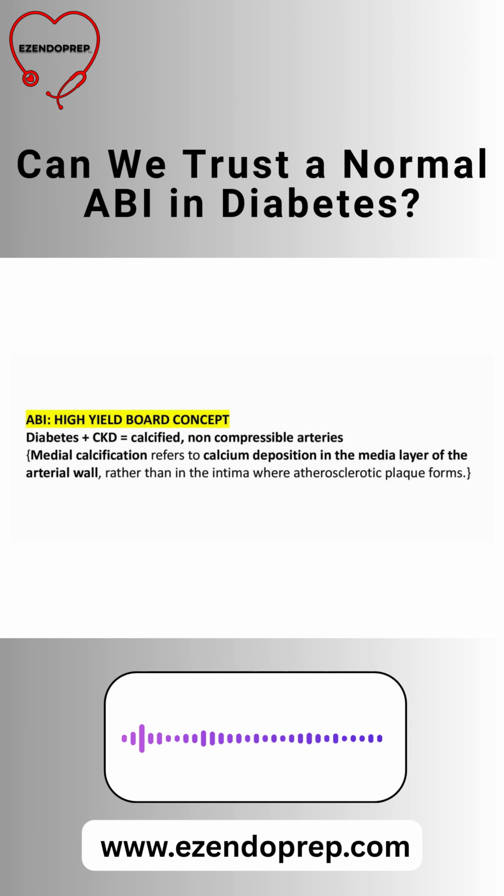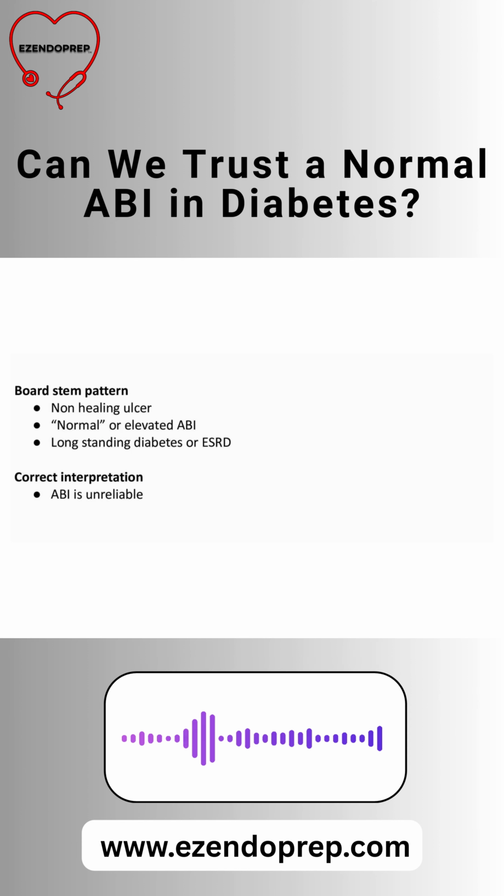These patients often have medial arterial calcification, which makes vessels non-compressible. As a result, the ankle brachial index may appear normal or even elevated despite significant ischemia. The correct next step is distal perfusion testing.